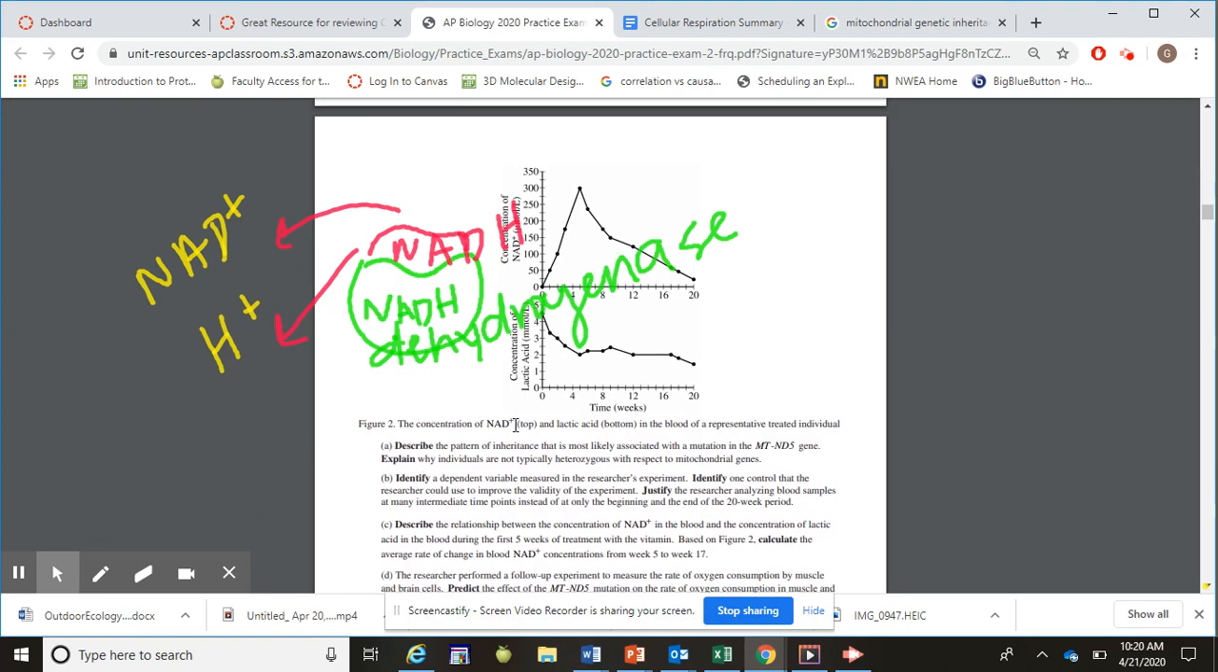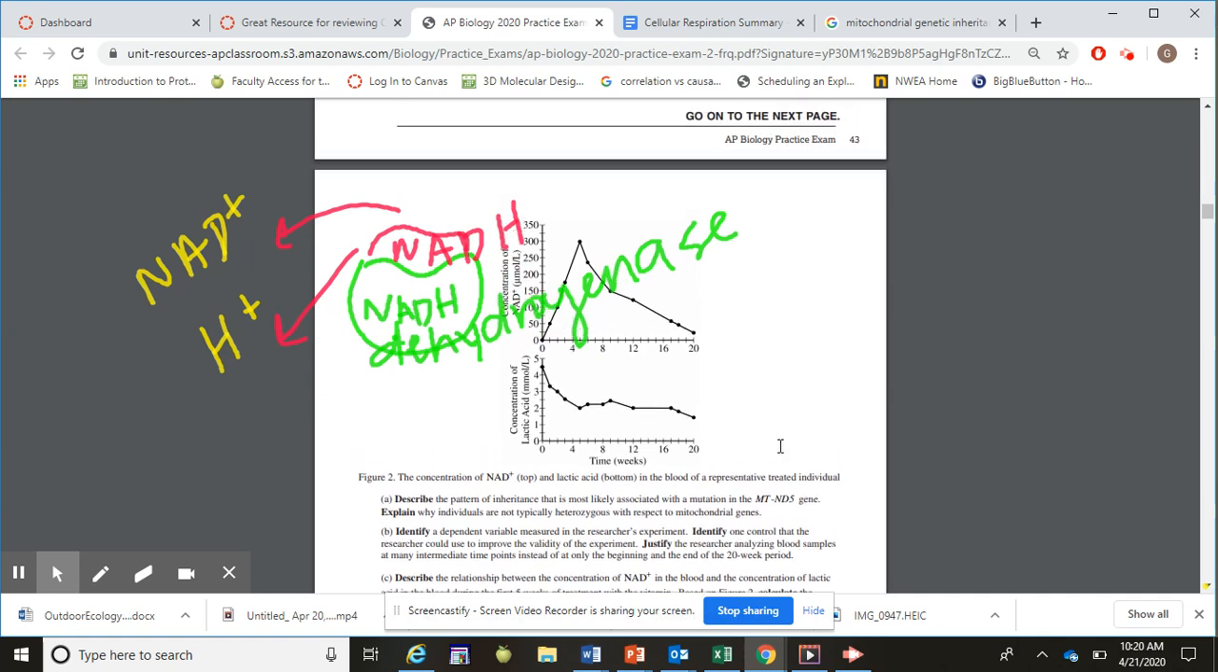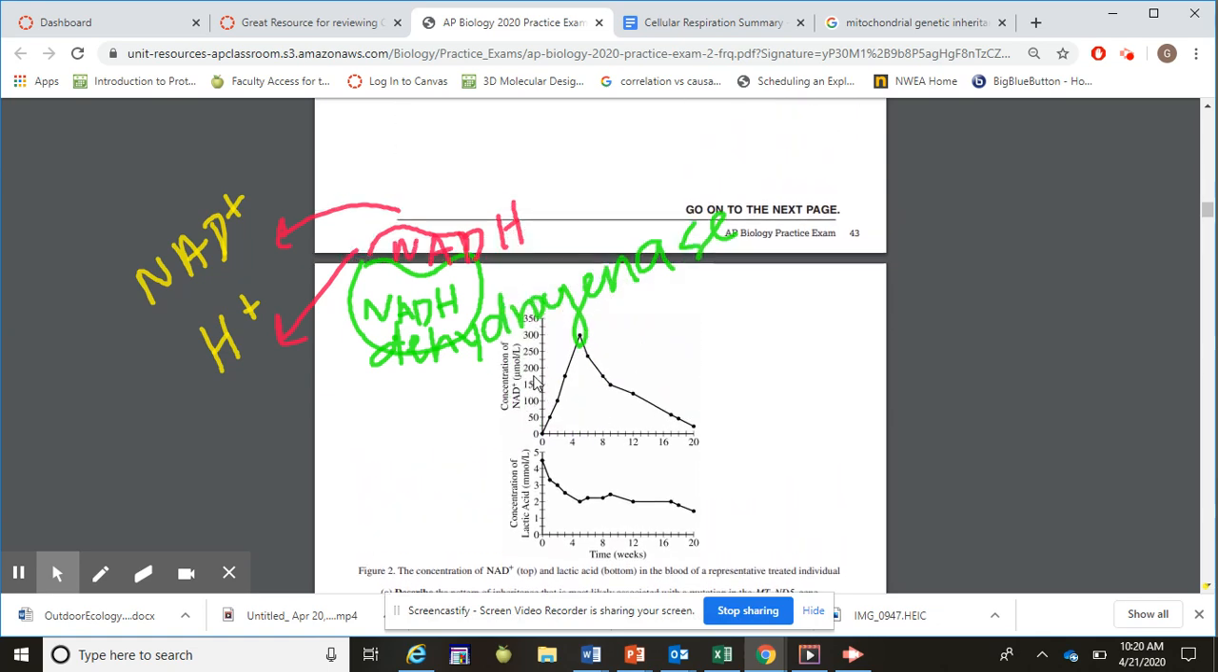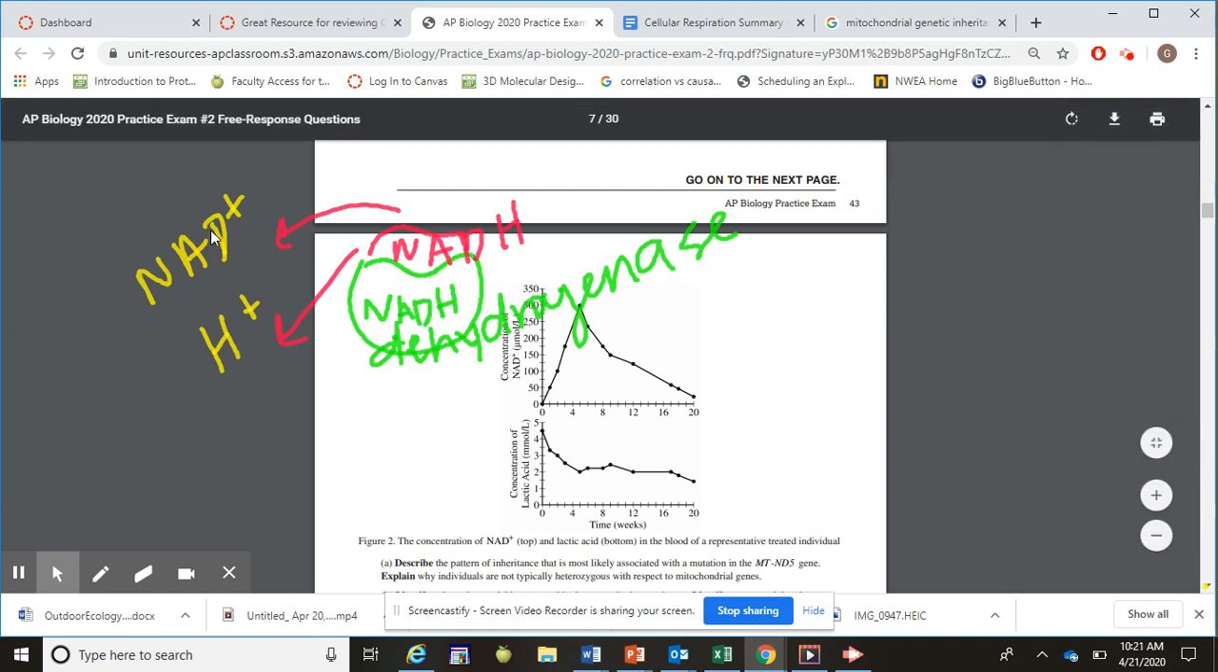The concentrations of NAD+ and lactic acid in the blood are shown for the representative treated individual. So here we have the concentration of NAD+ being measured. It increases, and then it's eventually going to decrease over time. And then our lactic acid concentration is going to decrease over time. So as we have more NAD+, we're going to have less lactic acid. As we are able to break down the NADH and return it to the electron carrier, it can go pick up more electrons and continue the process of cellular respiration. We have less buildup of lactic acid.